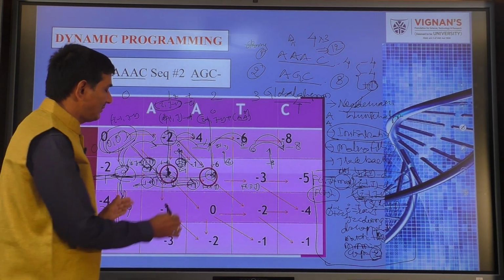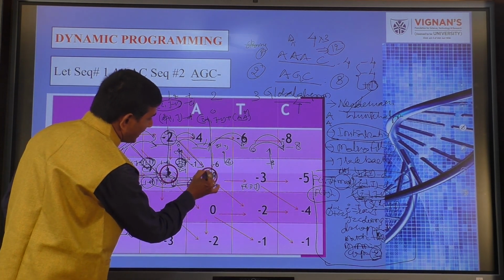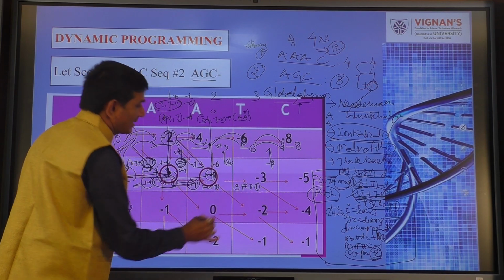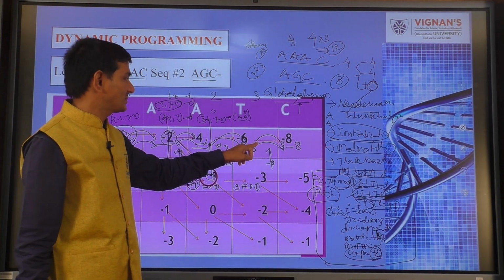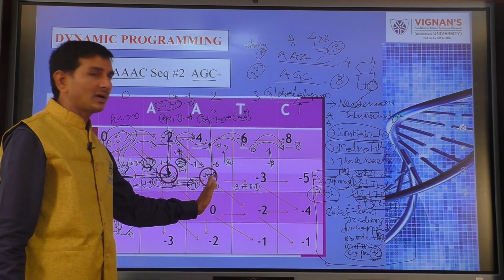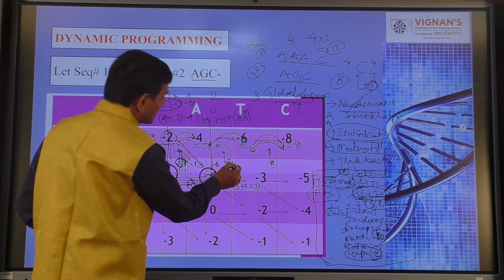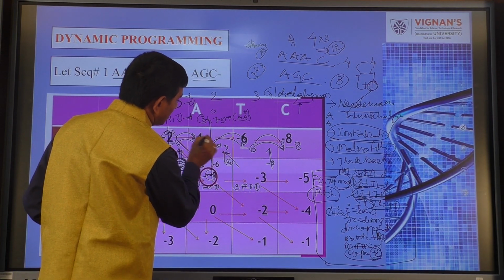Similarly, as we move to the left, that is change in the column, already the value is minus 1. So, minus 1 minus 2 is minus 3. So, change in row, minus 6 minus 2 is minus 8, change in column, minus 1 minus 2 is minus 3.